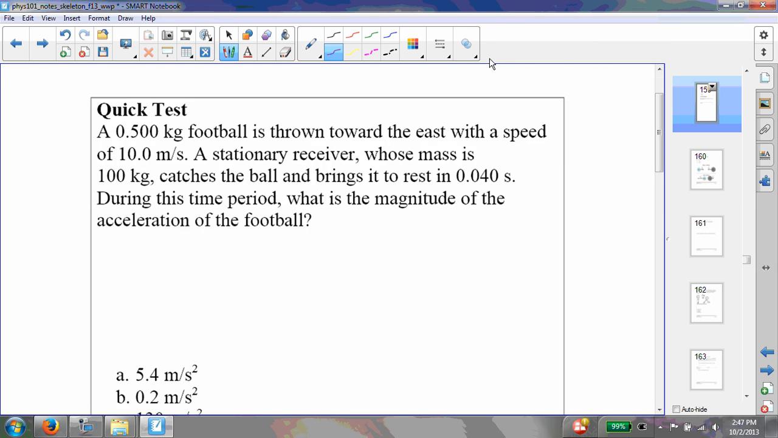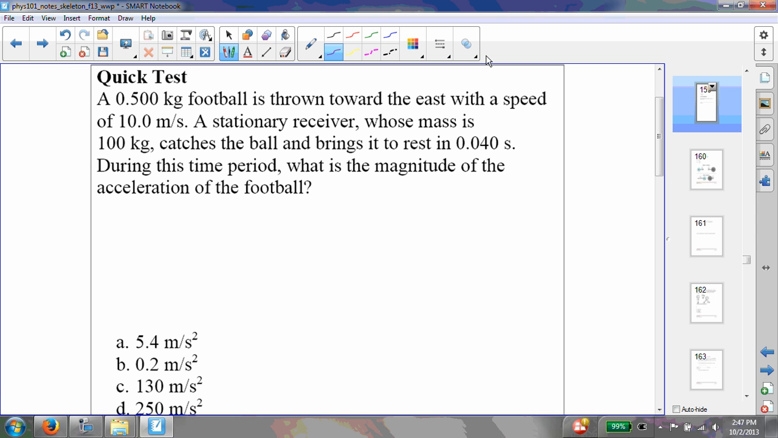All right, here's the quick test problem. Remember, we're going with this idea that my force is equal to my change in momentum over my change in time, of course remembering that both of these are vector quantities. And if we know our force, then by Newton's second law, we can find the acceleration from F equals ma.